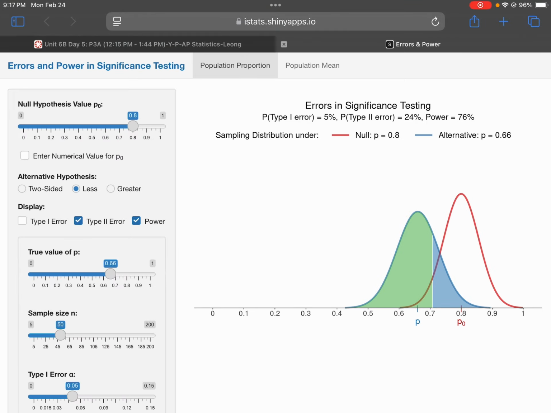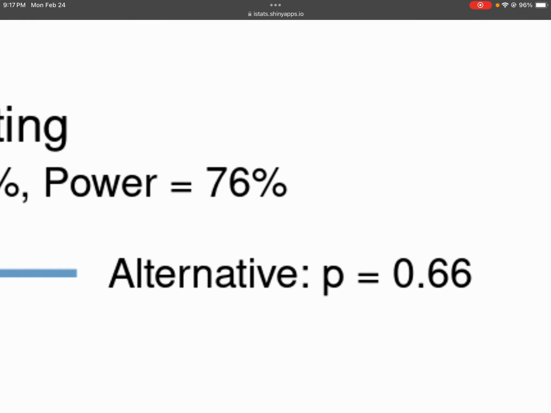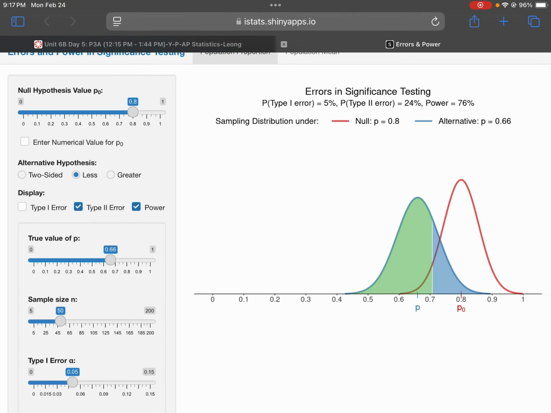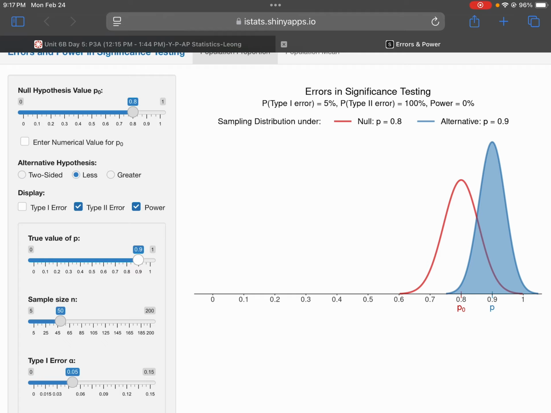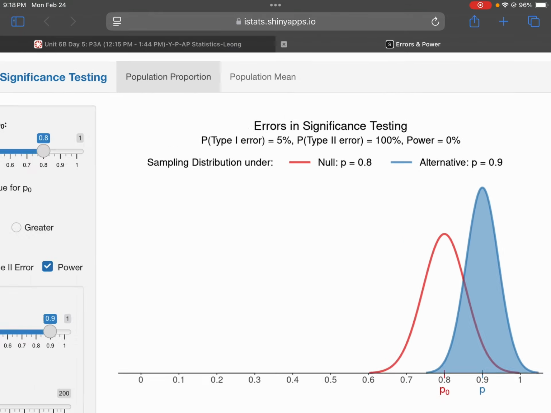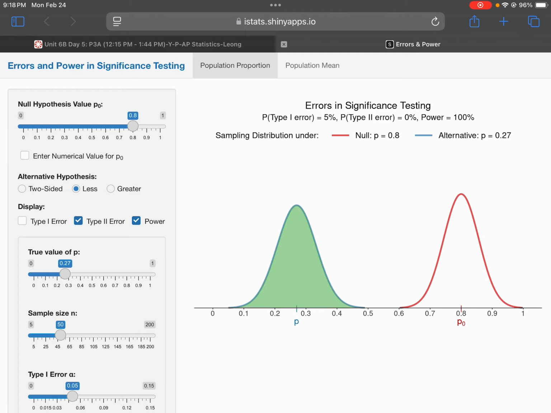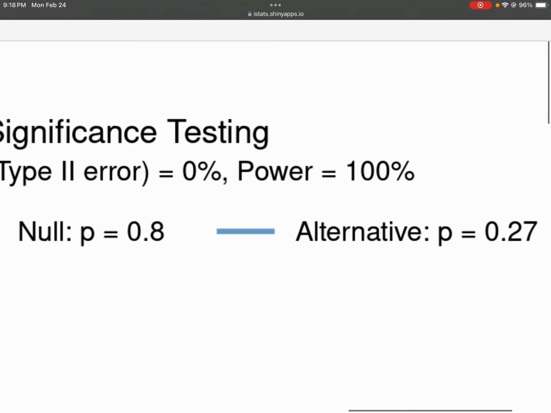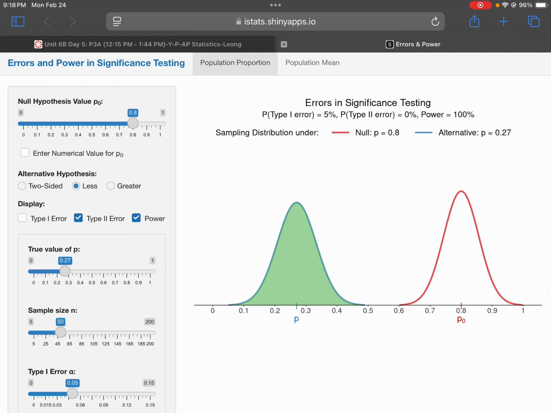So how can we increase the power? How can we raise that percentage? Well, if we increase her true shooting percentage, that actually made the power worse. If we lower her true percentage, that made the power go up. So if she's a lot worse than what she's claiming, she's claiming 80%, but let's say she's really worse, it's going to be easy for us to detect that. I like to think of it this way: it's easier to catch somebody telling a big lie than it is to catch them telling a small lie.